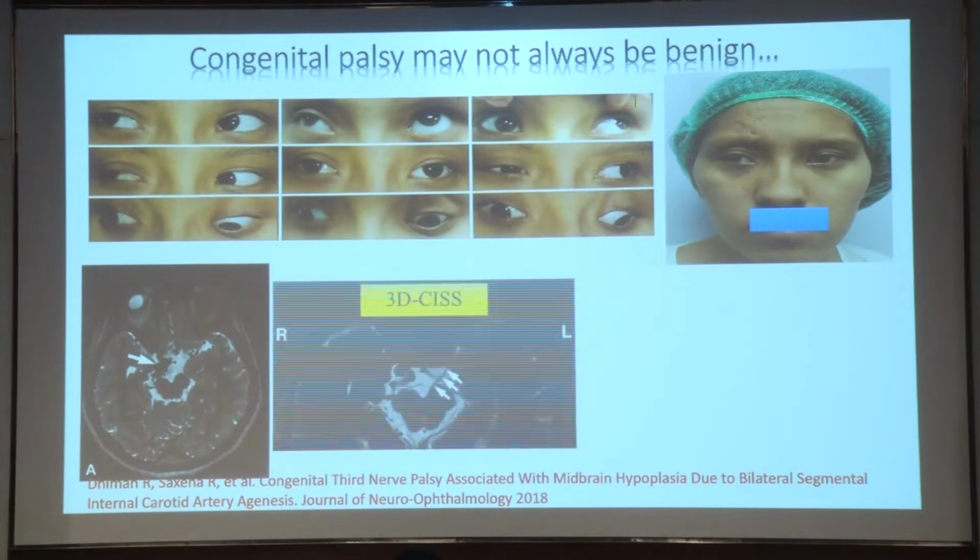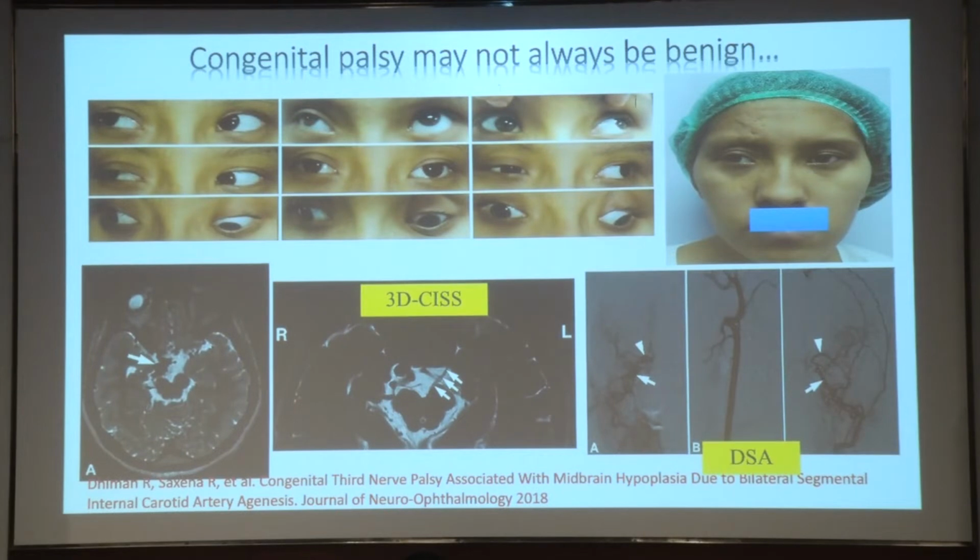Then again, the radiologist suggested getting a CISS scan done, and we could not visualize the third nerve on this side. So then a digital subtraction angiography revealed that there was a bilateral segmental ICA agenesis that probably led to the hypoplasia of the midbrain and brainstem on the affected side.